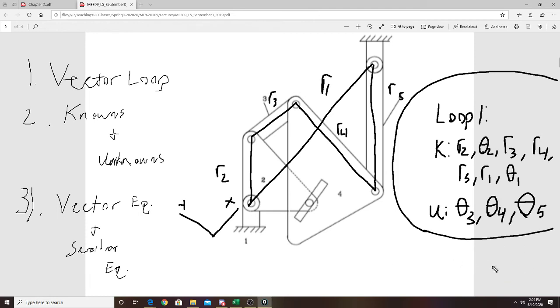We have to now do another vector loop, because there's one big part of this that we didn't actually pick up. I'm going to draw this one in red so we can see the difference. We didn't pick up this slider at all. Like I said, the point of a vector loop is to properly show the mechanics, the movement of this mechanism. If we don't pick this up, then we didn't do that. We've neglected to do that.